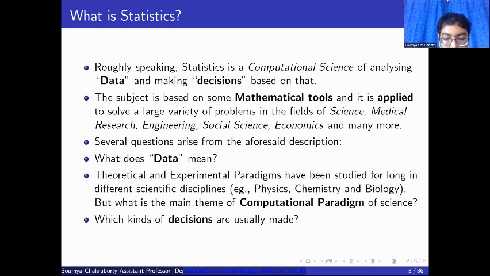So I will try to answer these questions one by one. And there will be another question: I have said that statistics tries to reach a meaningful decision. So what kinds of decisions are usually made based on statistical techniques and methods? So let's start.